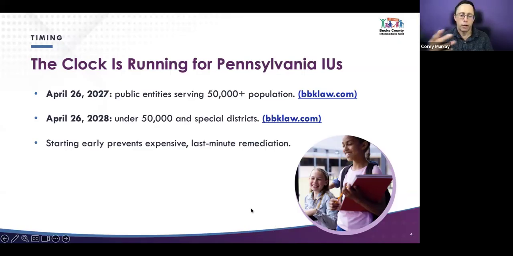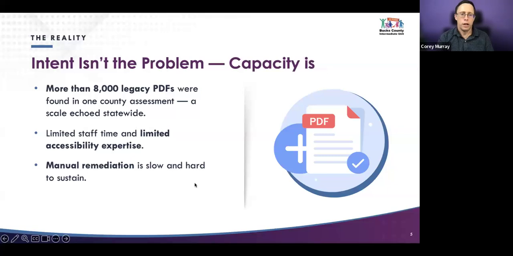Yeah. So again, if we start early, it prevents expensive last-minute remediation. We can stop being reactionary and start being intentional. And that's really what today's call is all about and what we're going to show you that we think can help. Again, intent isn't really the problem here. Rachel, we mentioned this earlier. I think the reality is everyone wants to provide access to documents.